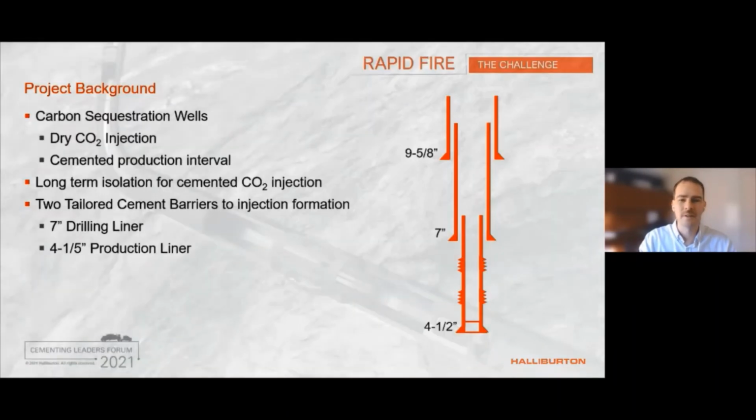A little bit about the well design as a background. The well design included 9 5/8 intermediates, 7-inch drilling liner, and 4.5-inch production liner. CO2 was injected to 2 target formations perforated in the 4.5-inch liner. A tailored cement solution was executed for the 7-inch and 4.5-inch liners that was resilient to acidic attack.